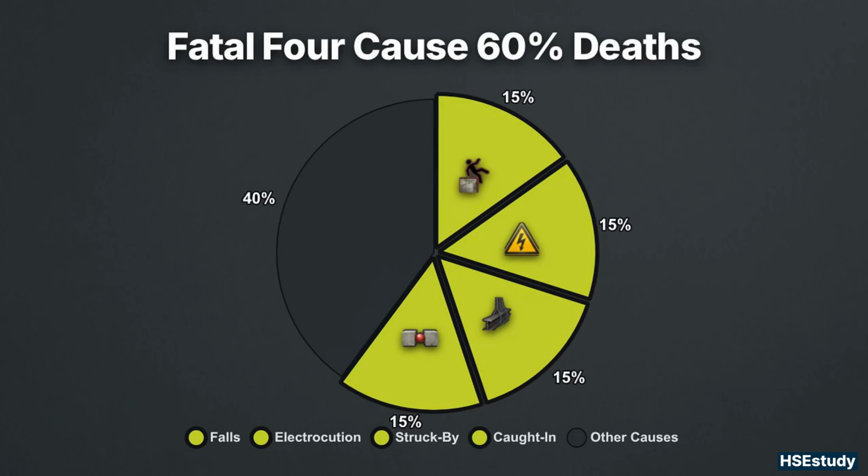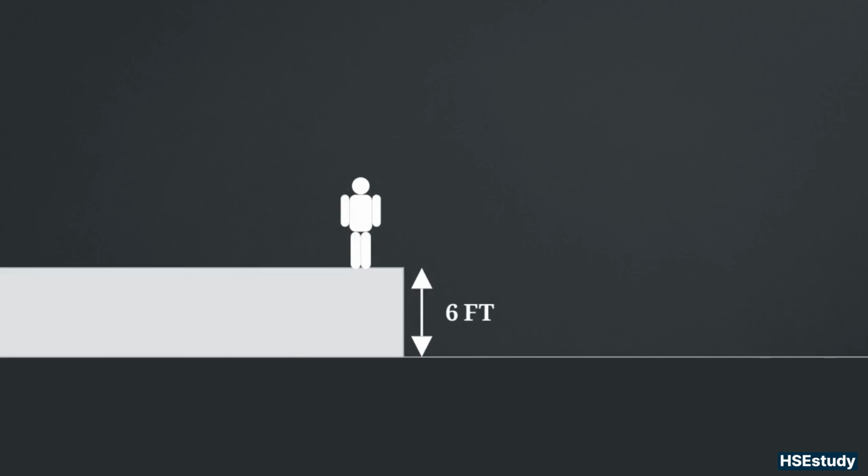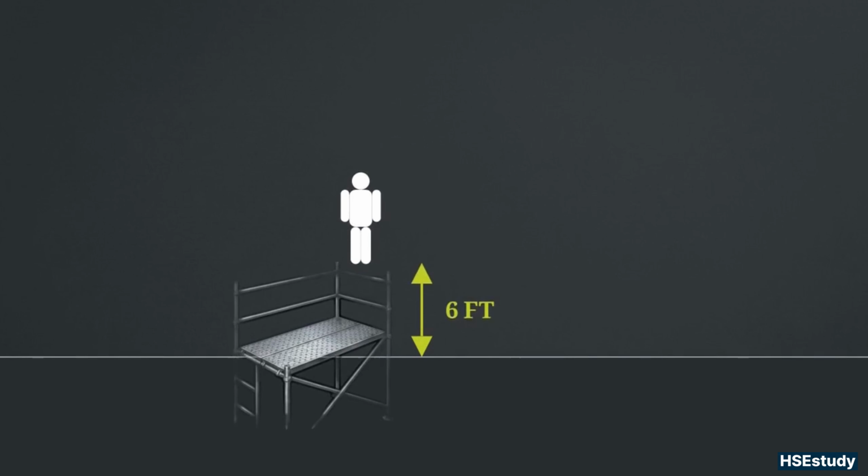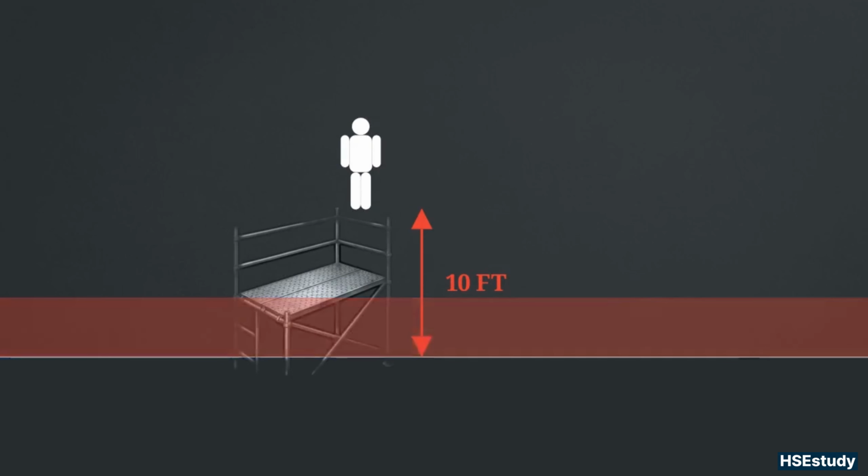This diagram illustrates Subpart M, covering fall protection. For unprotected edges, the legal trigger is exactly 6 feet. To mitigate that drop, you equip a personal fall arrest system with an anchor supporting 5,000 pounds. On scaffolds, the threshold shifts to 10 feet.